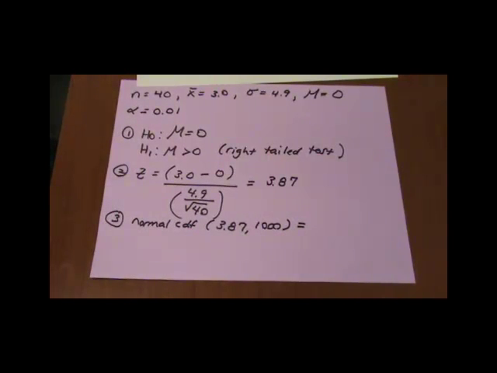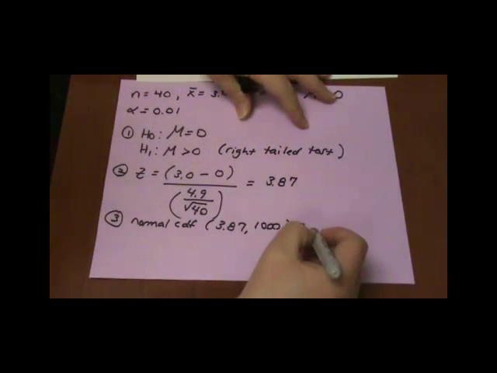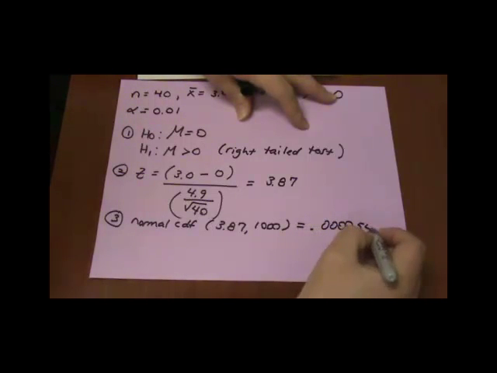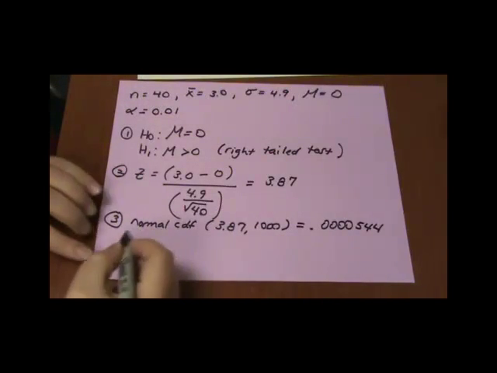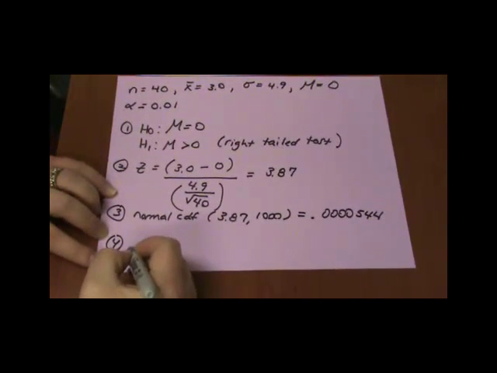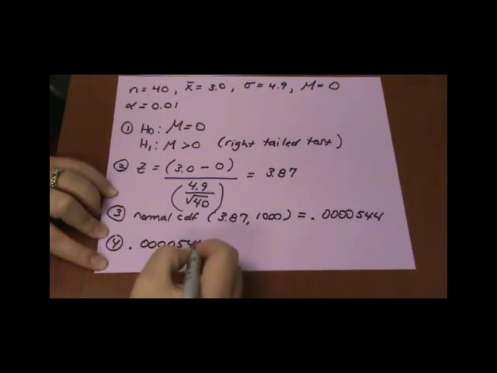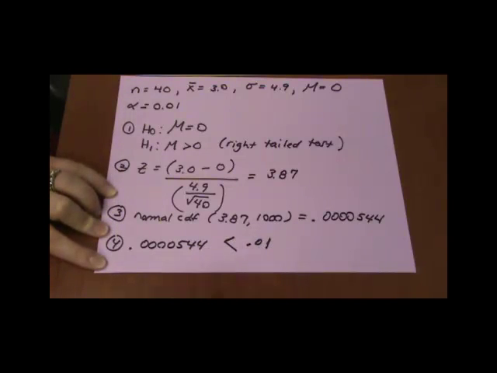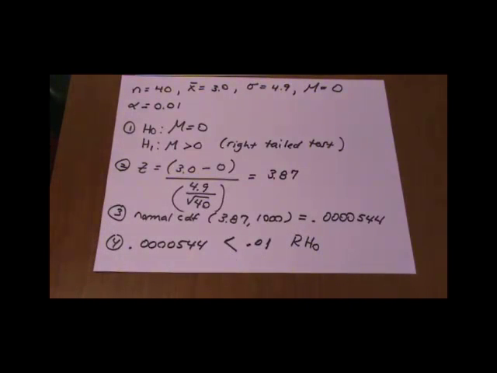Okay, let's get our p-value. So normal CDF 3.87 to 1,000. And be careful because this one ends up in scientific notation. So it's 0.4 zeros and then 544. Very, very small. Okay, step 4, I'm going to compare that to alpha. And this time, alpha is much larger. So my conclusion this time is going to be reject the null. So I know the null is not true. Okay? So that's step 3 and step 4 for p-value method.